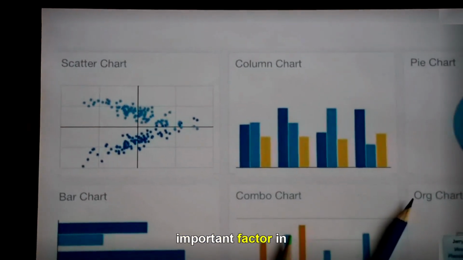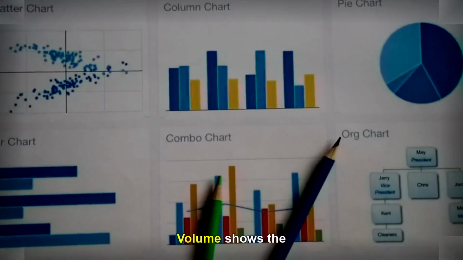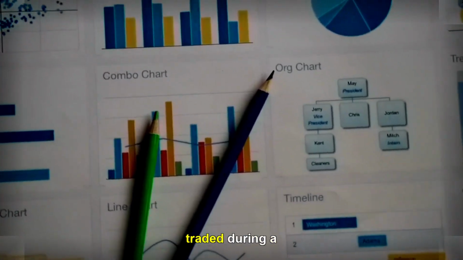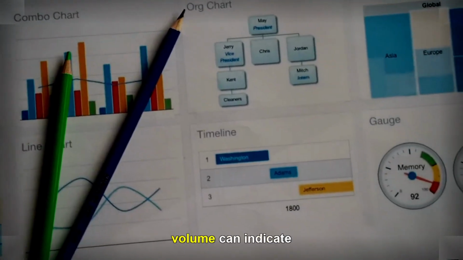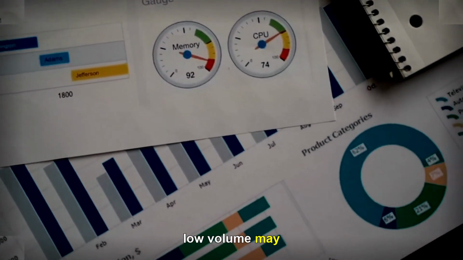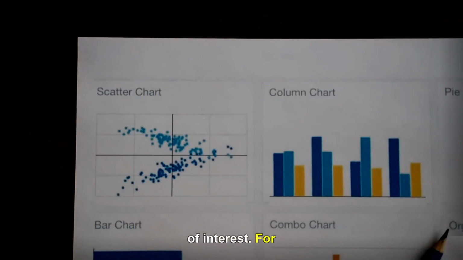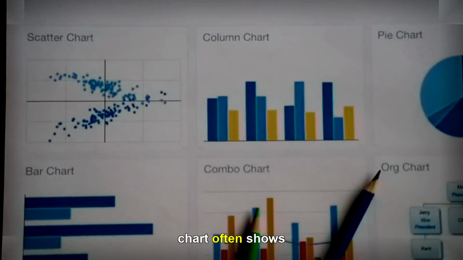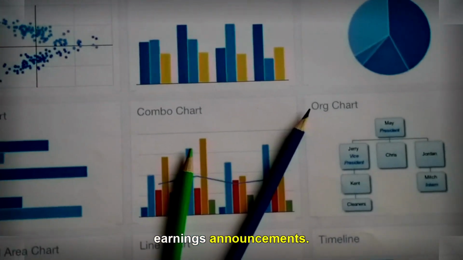Volume is another important factor in reading stock charts. Volume shows the number of shares traded during a given period. High volume can indicate strong interest in the stock, while low volume may indicate a lack of interest. For example, Tesla's TSLA chart often shows high volume during earnings announcements.